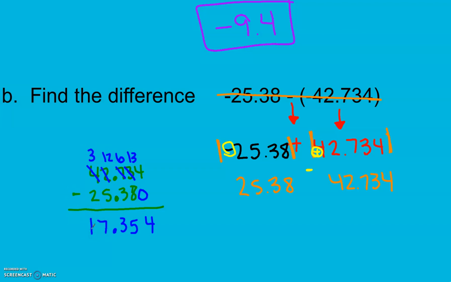So now I look back at my signs. Since my signs were different, I only need the sign of the bigger number. My 42 here is positive, so my answer is going to be positive. So I get a positive 17.354.